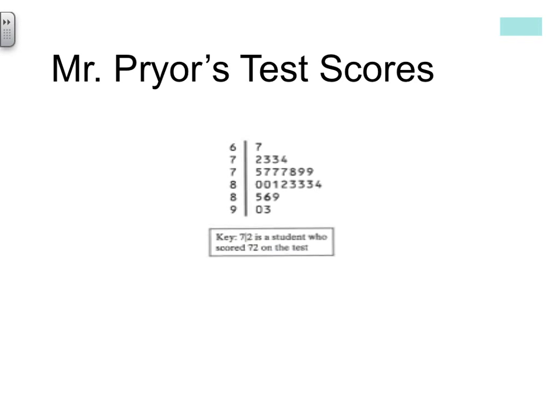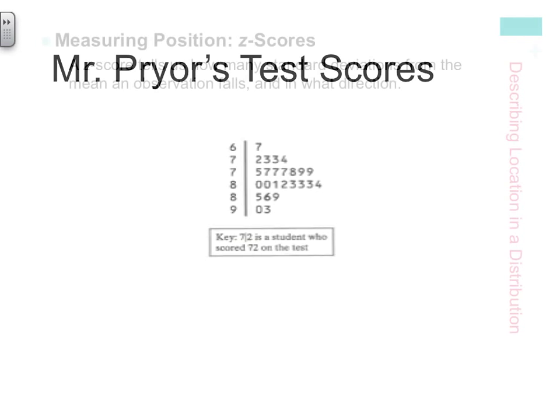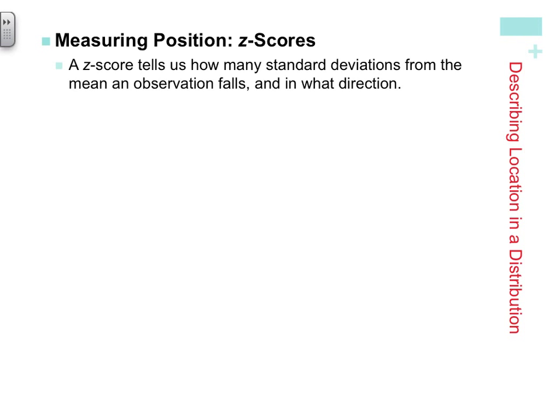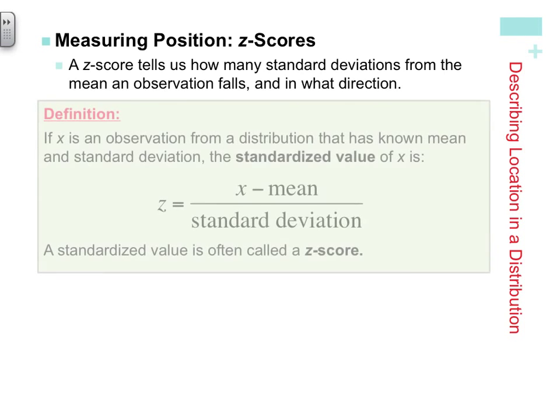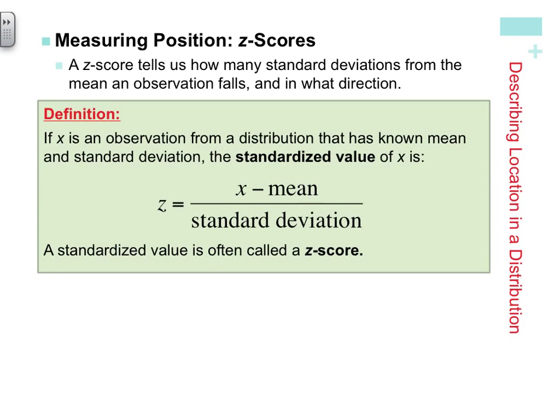Okay, so converting an observation like this from an original value, like her 86 test score, to a number of standard deviations is known as standardizing. It is the idea of a z-score. So a z-score tells us how many standard deviations from the mean an observation falls. It also will tell you what direction. So if x is an observation from a distribution that has a known mean and standard deviation, the standardized value of x, which we call the z-score, is your observation minus your mean, divided by your standard deviation.